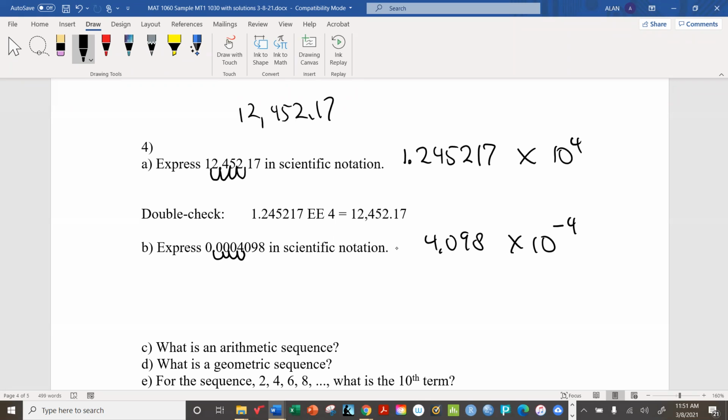And again, you can double check very easily by saying, all right, 4.098 EE4. Now you have to watch it here by putting in that negative sign and then equals, and you should get the original value. Okay, so 4.098 EE4 negative equals, and there you go. 4098. Excellent.